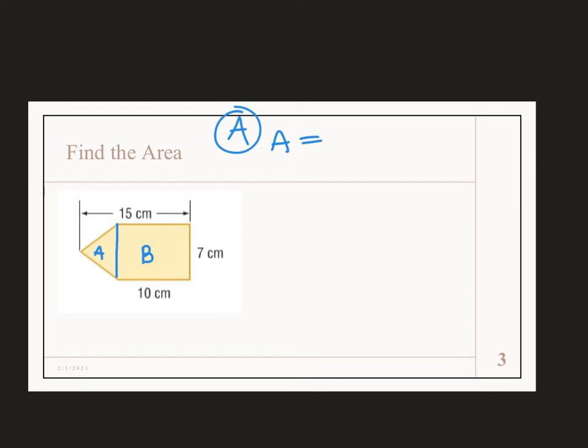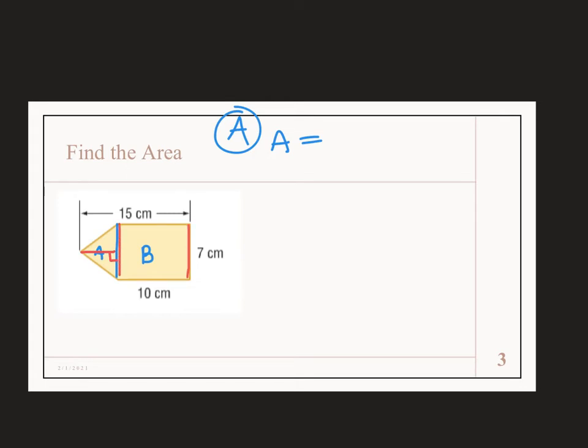Okay, so if we focus on this triangle, we don't have a right angle that we can figure out. We know the base, but we don't necessarily know the height. So we are going to draw a line here to show where the height's going to be, and that's where our right angle is. Now that we have labeled that, we are going to figure out the base, which is the bottom of this triangle.